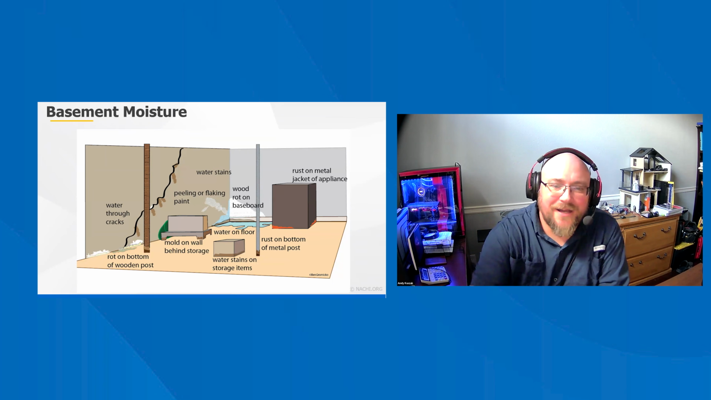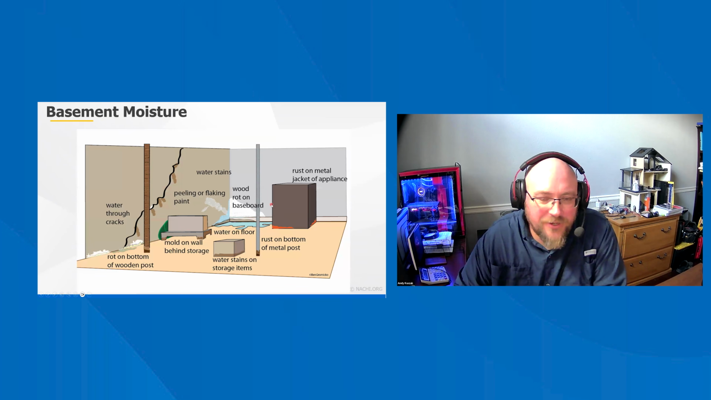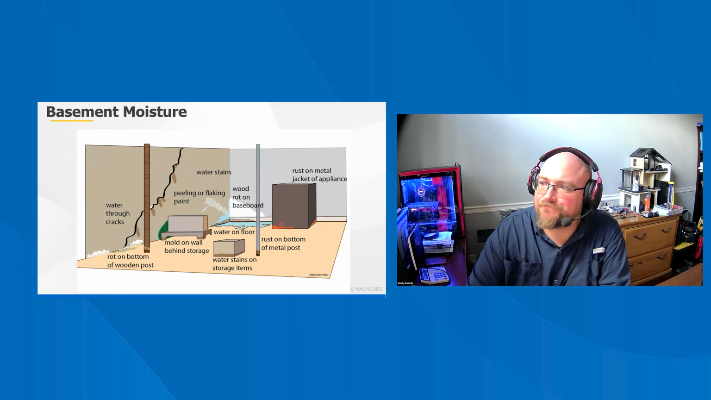Here are a lot of indicators that you should look for when it comes to water: staining, cracks, all the different sources of water and all the indicators that you have high moisture in a crawl space or in a basement.